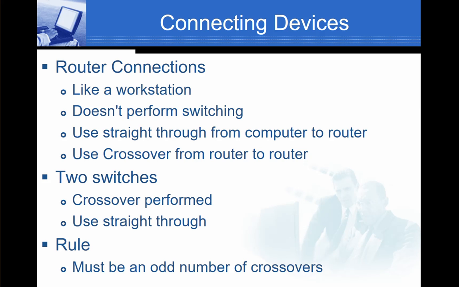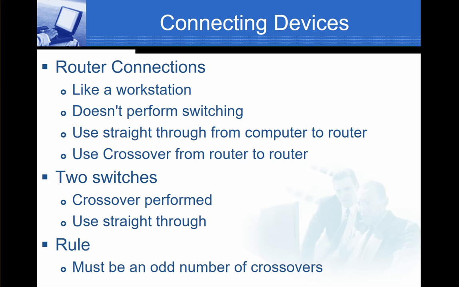Router connections are just like a workstation, but the router doesn't perform any switching. So you're going to use a straight-through cable from computer to router. However, most routers will now do auto sensing, so it will allow you to use whatever type of cable you need. Obviously, if you're using the wrong cable, the data is not going to be accepted, and you're going to see some really nasty link lights. Look for yellow lights, and that's a big thing.